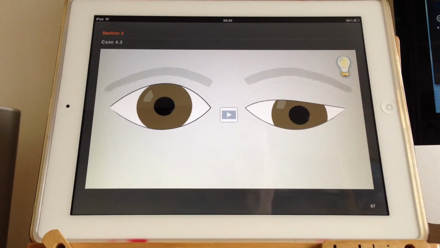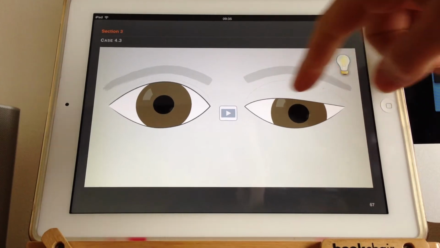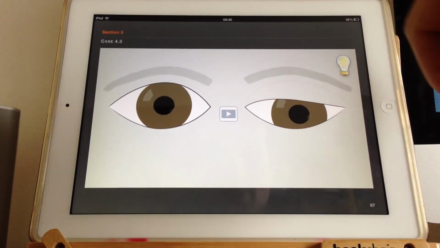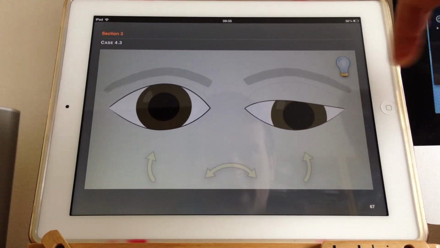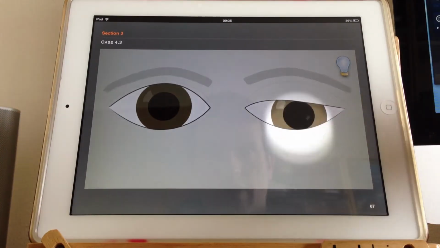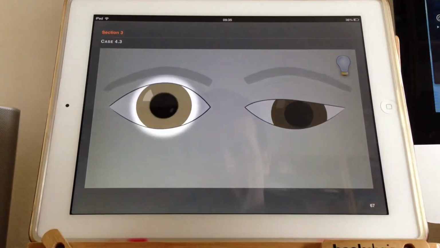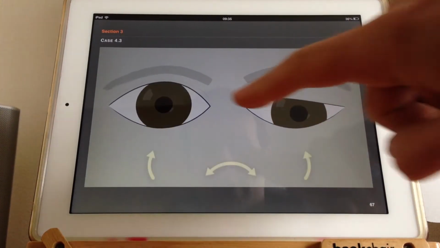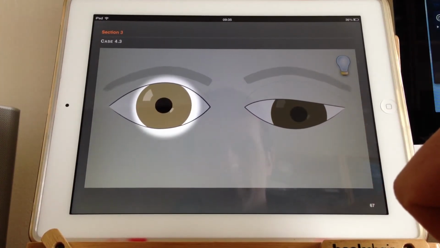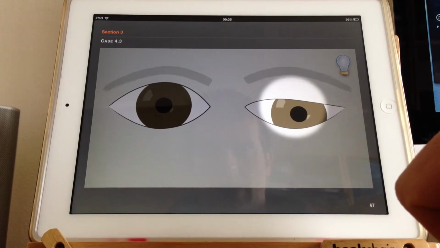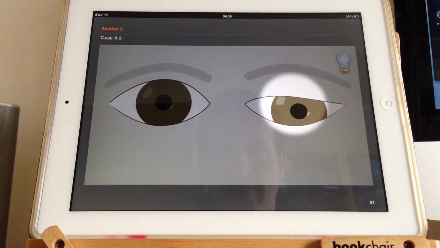Okay, so looking here, there is an obvious ptosis, but the pupils are equal in size. And switching off the lights, the pupils are still equal in size. That pupil reacts normally. That pupil reacts normally. And the swinging light test, both reacting normally. There's no RAPD.